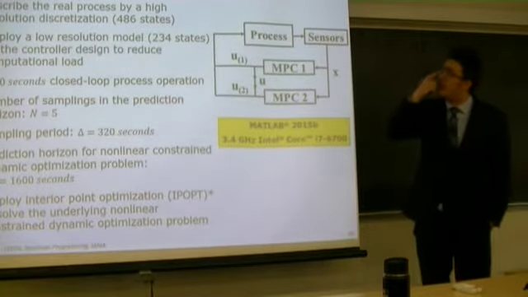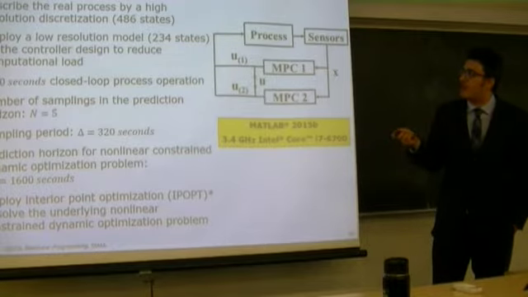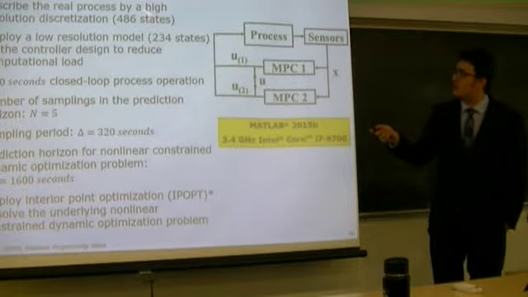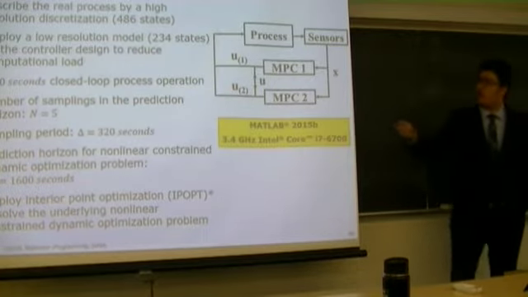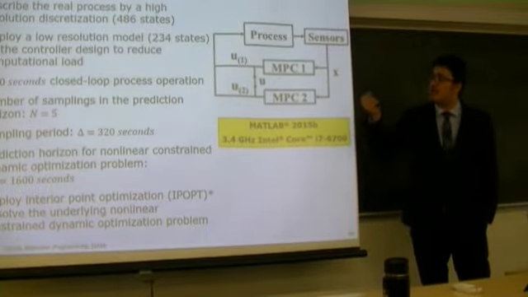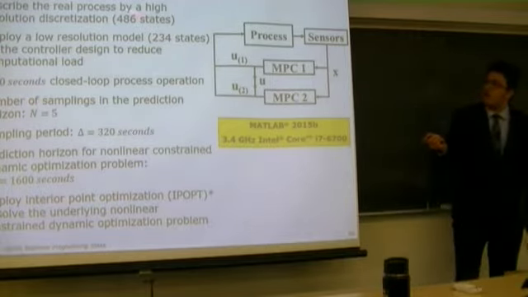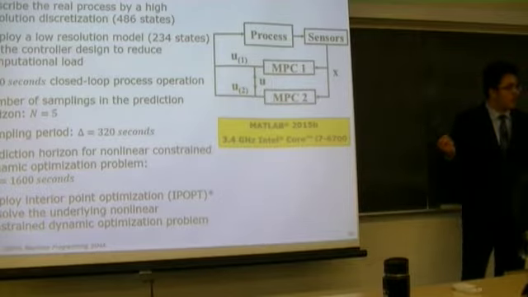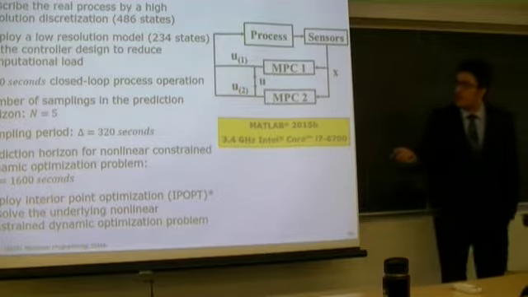So we use the finite difference to discretize the partial differential equation. We describe the real process by a high resolution discretization, which results in 486 states. But for the controller design, we only use a reduced, low resolution model which consists of 234 states. So there is actually a mismatch between the real process and the model that we consider for the controller.